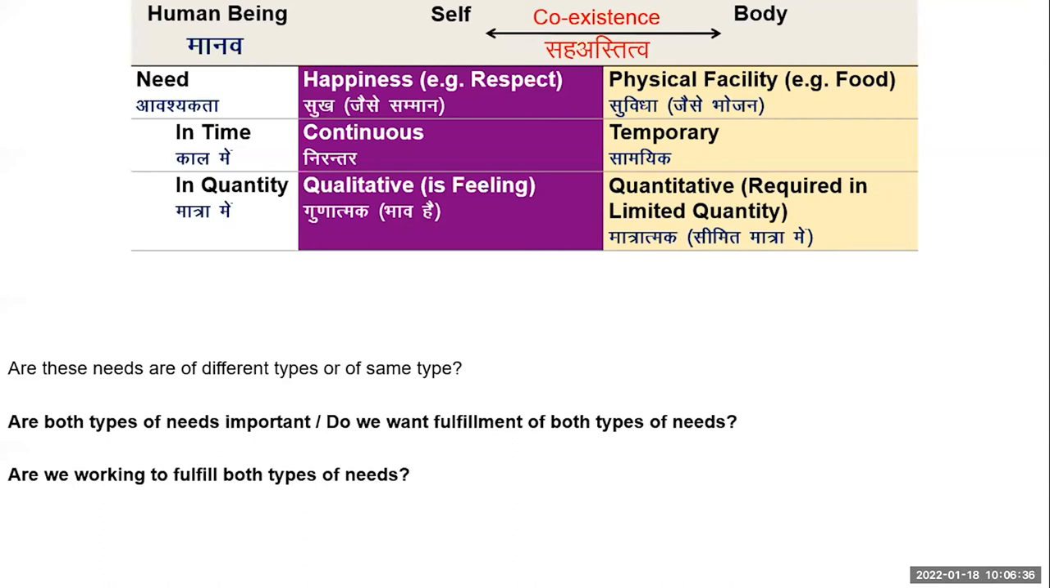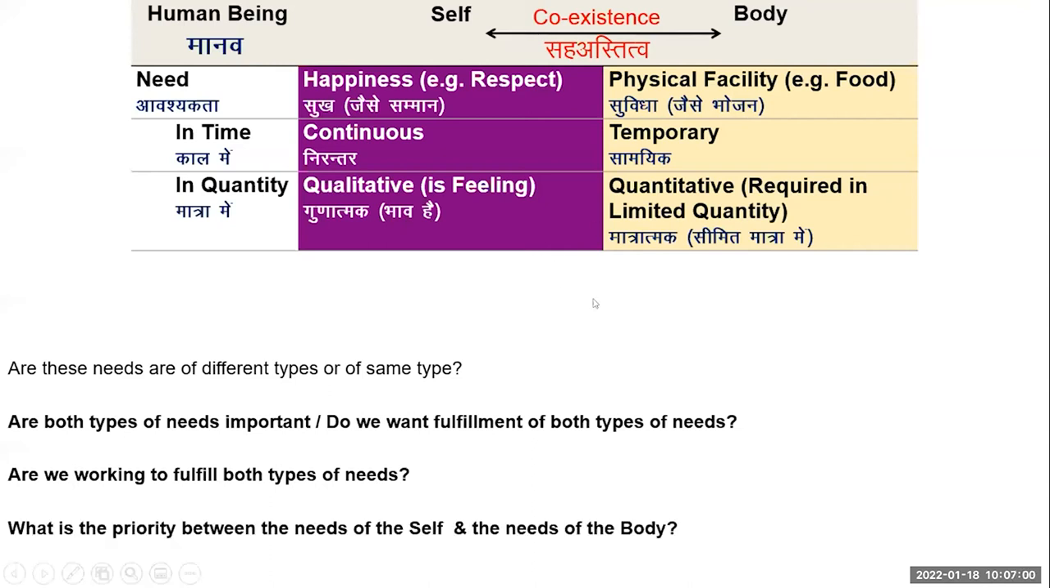In fact, many times it may really happen that the husband pushes the plate back towards the wife and says, "I don't need it, I'm not feeling hungry." So both types of needs are important. Both types of needs need fulfillment, and effort is required to fulfill both types of needs.